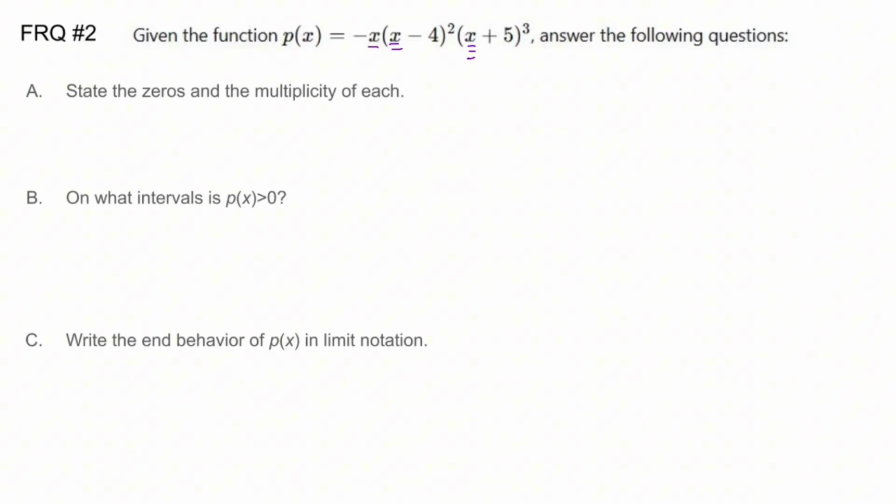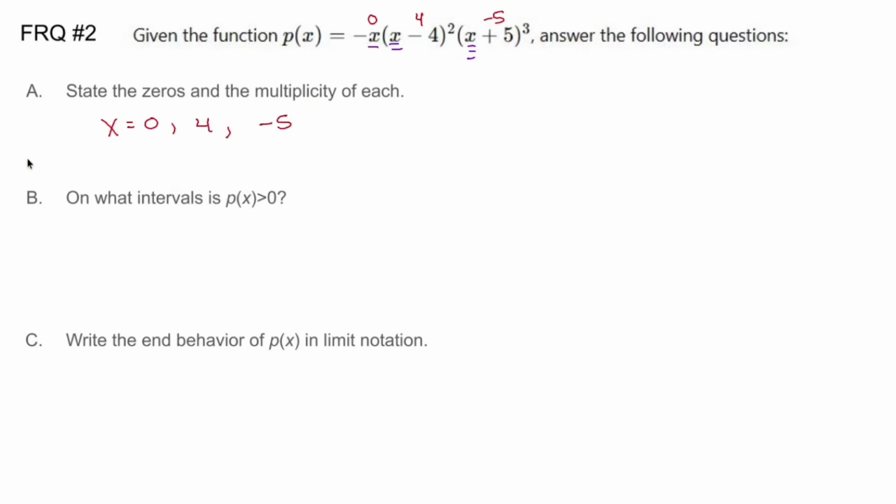So part 1 is not so bad. You take a look at each factor and you would say, all right, well, the number that would make -x become 0 is just 0. Easy peasy. The number that would make x minus 4 zero would be 4, and the number that would make x plus 5 zero would be -5. Okay, so those are my 3 zeros. So my zeros are x equals 0, 4, and -5.